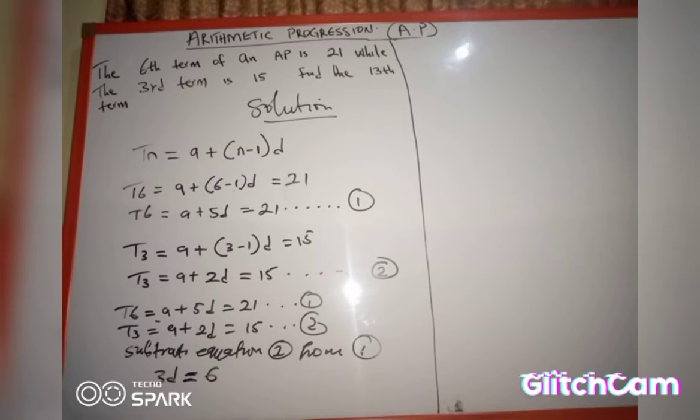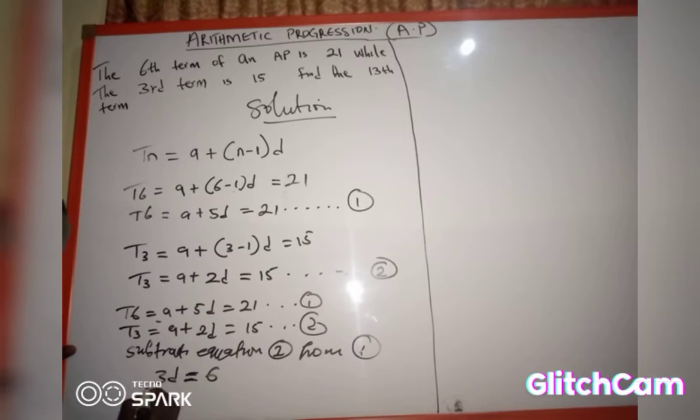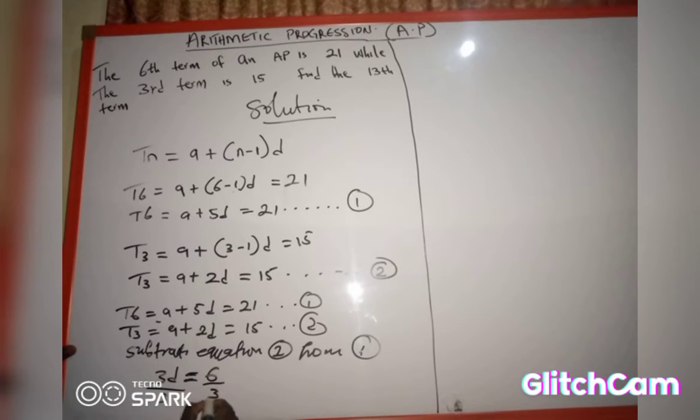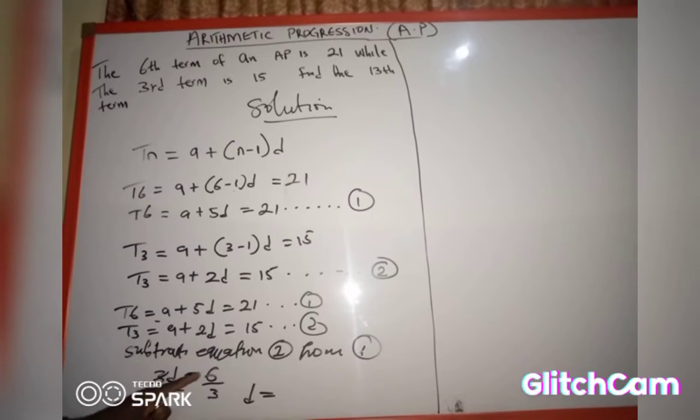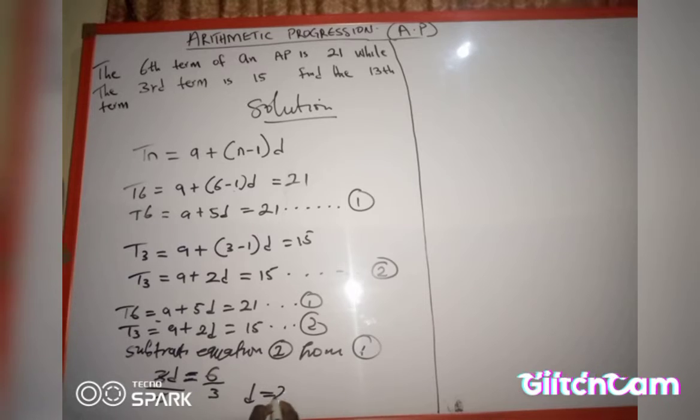So from here now, to get my d, 3d equals 6, so I can divide both sides by the coefficient of d, which is 3, so that this 3 will cancel this 3. My d now will be equal to 6 divided by 3, which is 2. So this is my d. Having gotten the value of d, I can substitute this value of d into either equation 1 or 2 to get my A.